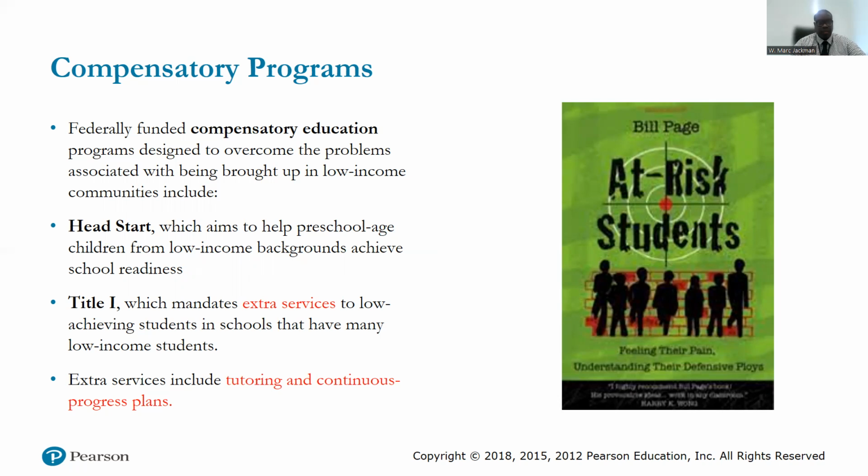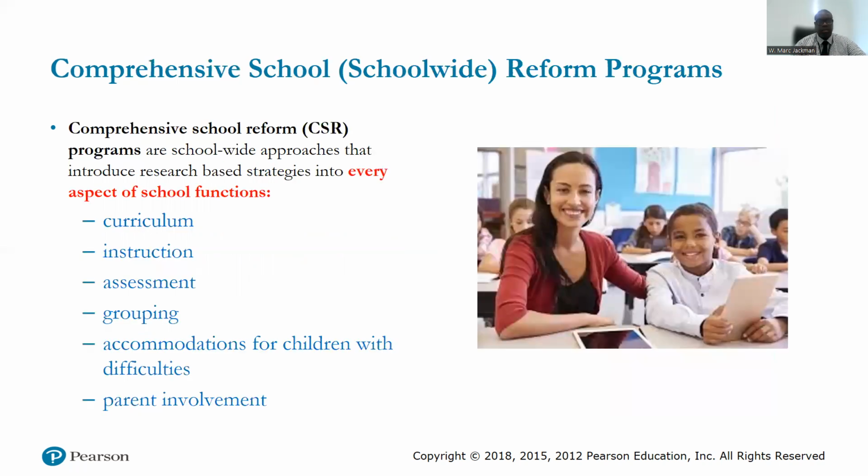And the Title I makes extra services available to low achieving students. And of course, again, many of them would have come from low income families. And these extra services will include special tutoring opportunities and continuous progress education plans, where you can see where the students move from one stage to the next.